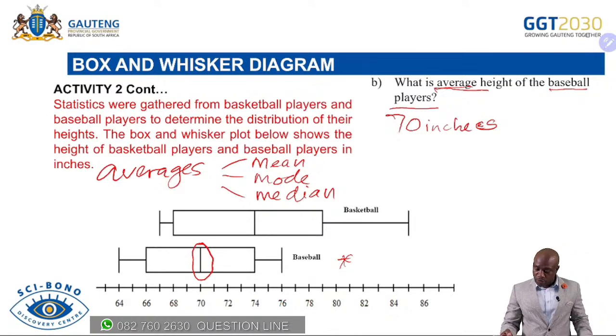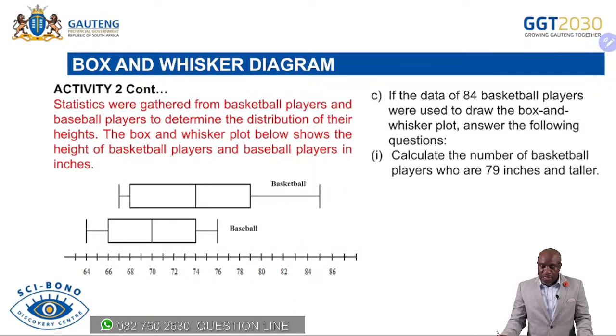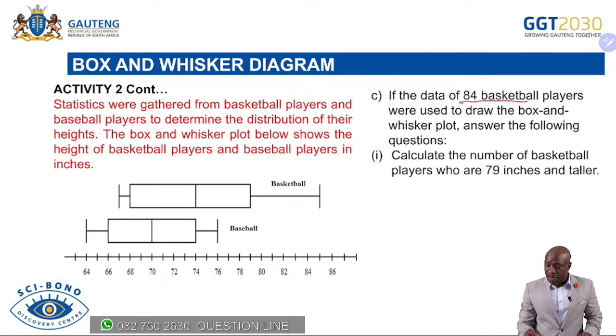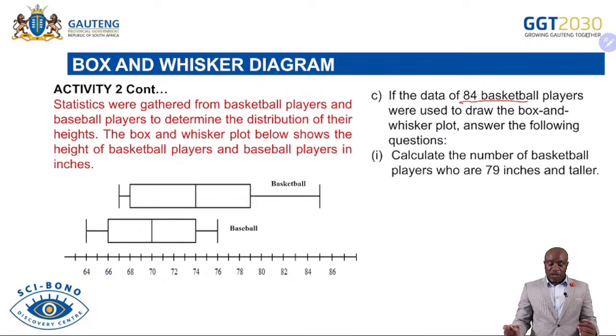So we move on to the next part where we say if the data was collected from 84 basketball players, right? So when we drew this graph, we used 84 players. So in other words, the maximum and the minimum that we are given here is for the 84 basketball players.